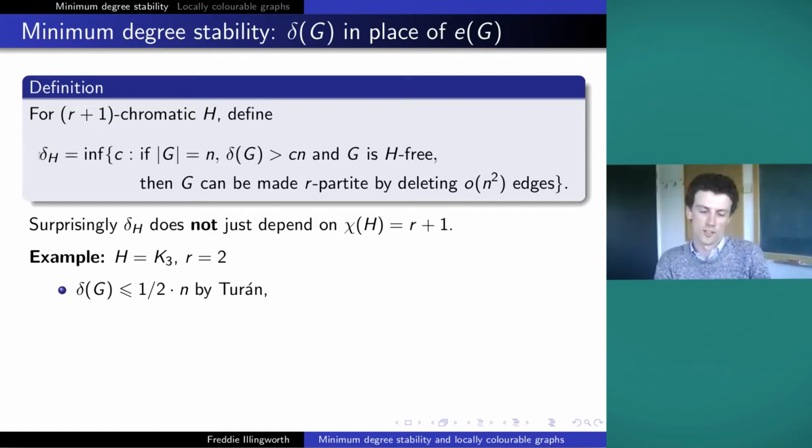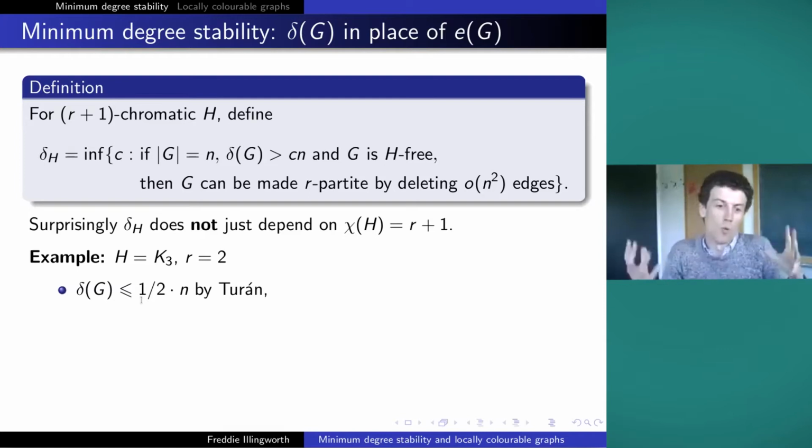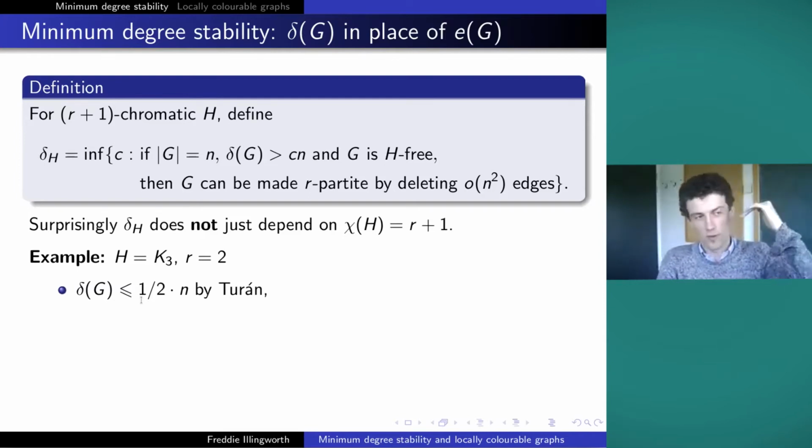If H is a triangle, so r is 2, any triangle-free graph has at most half n choose 2 edges. So any triangle-free graph has minimum degree at most half n. Now let's imagine dropping this minimum degree slowly, but maintaining triangle-freeness, and asking what G looks like. Actually, if you drop from a half n down to 0.45n or even further, the graph has to remain bipartite for quite a long time. And then suddenly there's a phase transition.